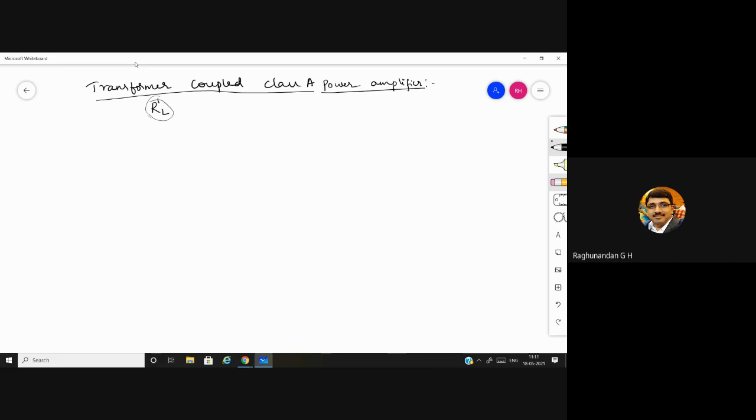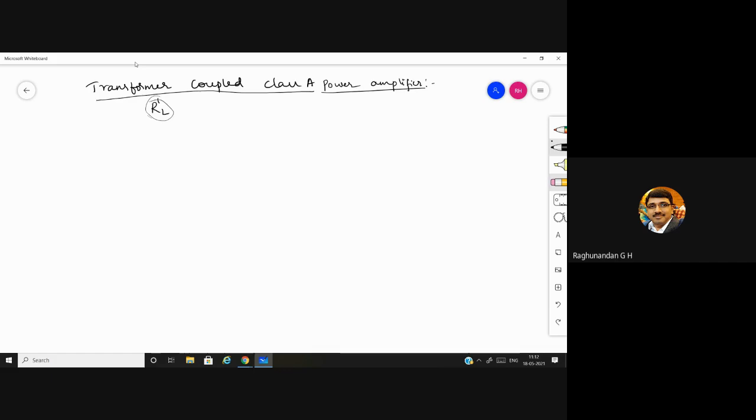When Q point instability reduces, the stability of the amplifier will increase. When stability increases, the efficiency will increase. This is what actually happens in a transformer coupled class A power amplifier. So the only change is this one: we are replacing RL by a transformer. And for AC, obviously in a power amplifier, we are going to amplify AC signal only, right? So this RL dash will obviously be present over there, and this is going to help in getting more efficiency.